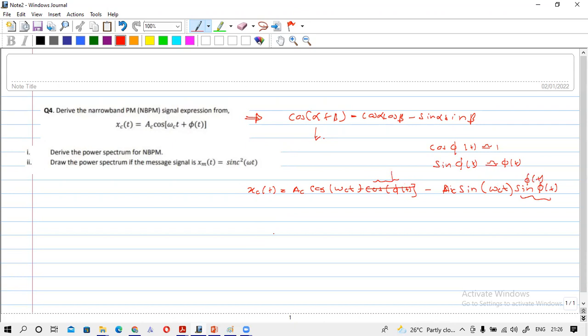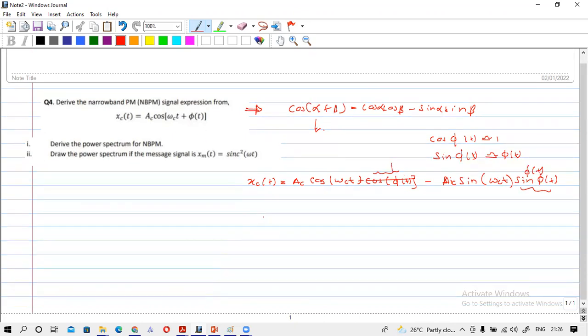So you have the expression for the narrowband phase modulated signal. The narrowband phase modulated signal is equal to A_C, this part is 1, so use this assumption. So A_C cos omega_c t minus, so this is phi(t), A_C phi(t) sin omega_c t. So this is the narrowband assumption.